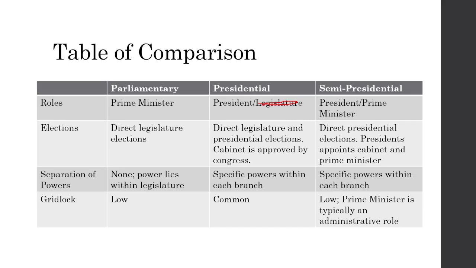So you can kind of say Congress approves it, because it is Congress, but they don't really approve it. It is members of Congress selected by the prime minister that will make up the cabinet. And then in our semi-presidential system, they have direct presidential elections, and then the president appoints the cabinet and the prime minister.